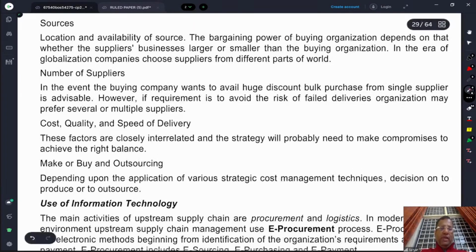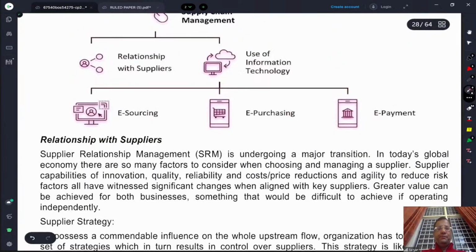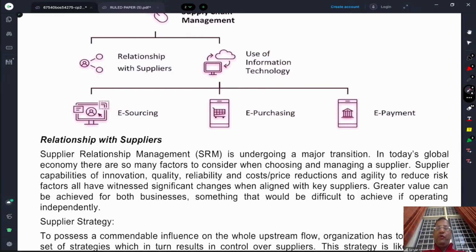Next, while dealing with relationship with supplier, you have to check make or buy option. This will be covered in one of the chapter, decision making, whether we should manufacture that component or we should buy that component. You can also think from that angle. So this is the first point, relationship with supplier. Clear? Now, while managing the upstream supply chain management, you should use the information technology for e-sourcing.